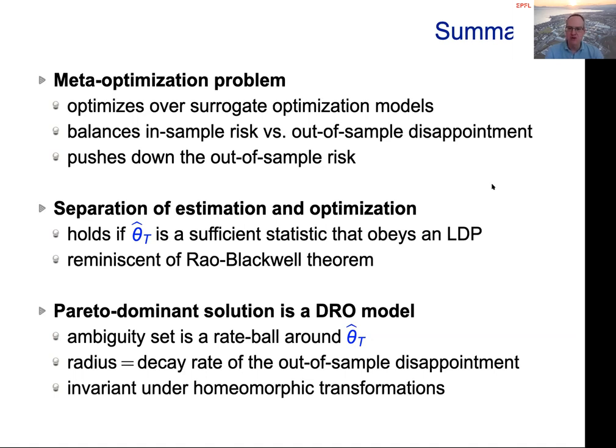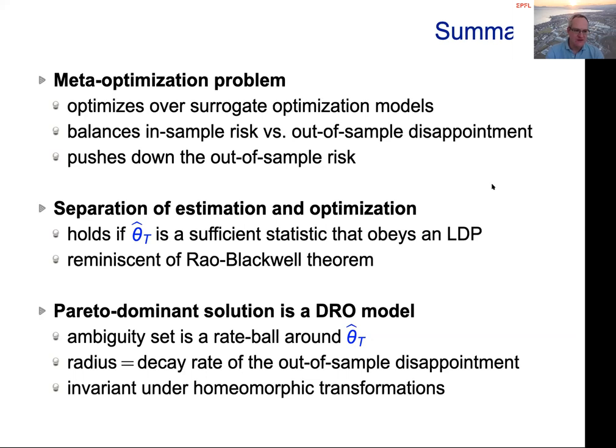We actually impose a constraint on the exponential decay rate of this out-of-sample disappointment as the number of samples increases. So the idea was that by solving such a problem, we would try to push down the in-sample risk and therefore implicitly the out-of-sample risk, which is the actual quantity of interest, simultaneously under all possible models, and in particular, therefore, also under the unknown true model. We've seen that if the meta-optimization problem has a Pareto-dominant solution, then it leads to a separation principle. So there will be a separation of estimation and optimization.